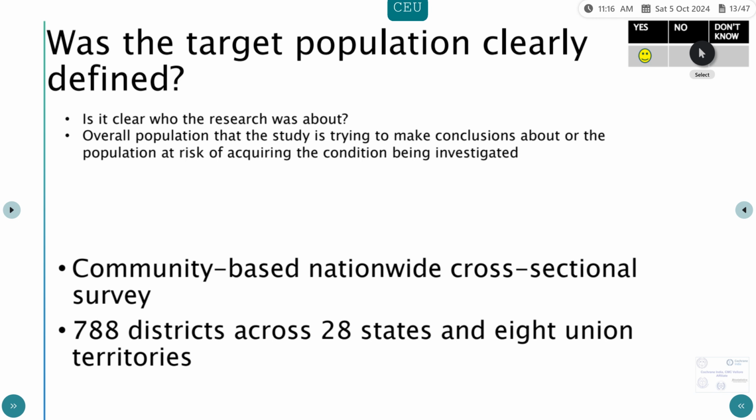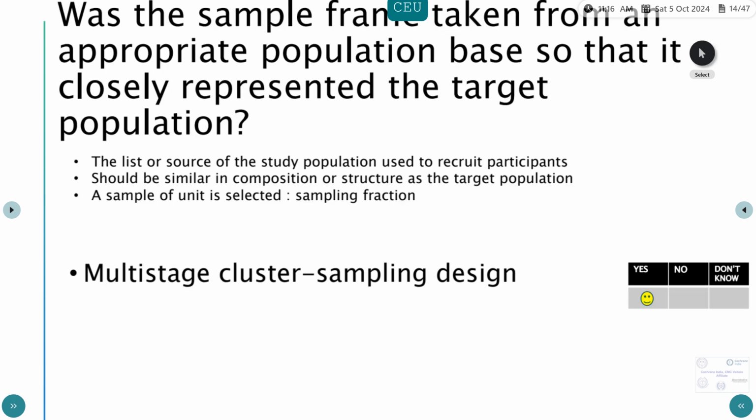However, if there are other studies, we want to look at whether the population they are defining is adequately representing the outcome that we are looking at. Now, was the sample frame taken from an appropriate population base so that it closely represented the target population? Again, as mentioned earlier, whether your sampling frame, or the study population that you've checked, is representative of the target population so that you can generalize the result you get from the study to the population. Here, they have used what is called a multi-stage cluster sampling design.